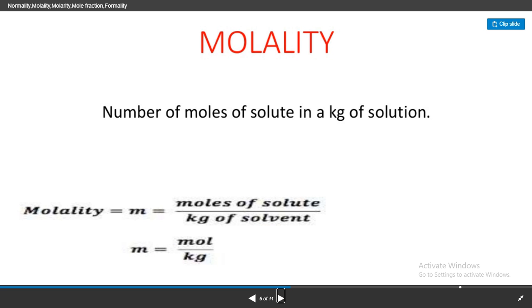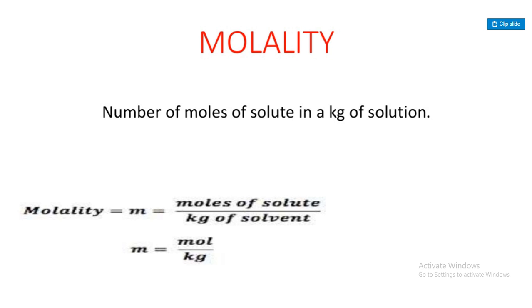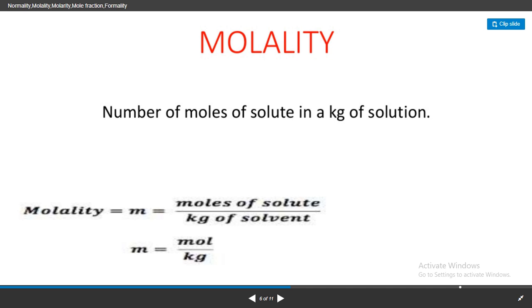Our next term is molality. Molality means moles of solute divided by kg of solvent. Here the amount of the solvent is in kg. That means 5 kg in 500 kg or 10 kg in 1000 kg. Both terms will be in weight.